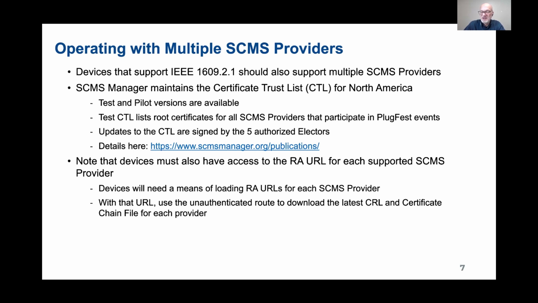So that's an unauthenticated download. Any device, even if you have no pre-existing relationship with an SCMS, should be able to just use the URL to access the RA and download the CRL and certificate chain file. That gives you everything you need to know to validate certificates from that SCMS provider. And if there's any changes to that, you can go back and get the latest CRL and certificate chain file. So that is an exception or an addition to just having the CTL from SCMS Manager. You should also have all of those URLs loaded into your system, and those will be available to you for the PlugFest.